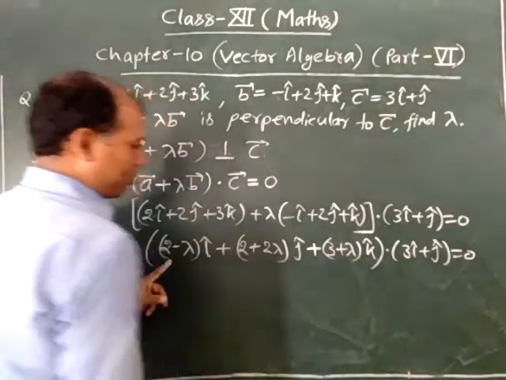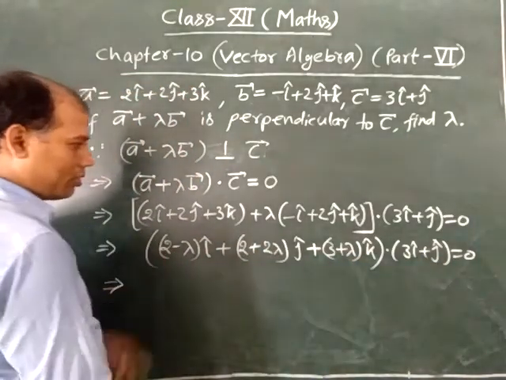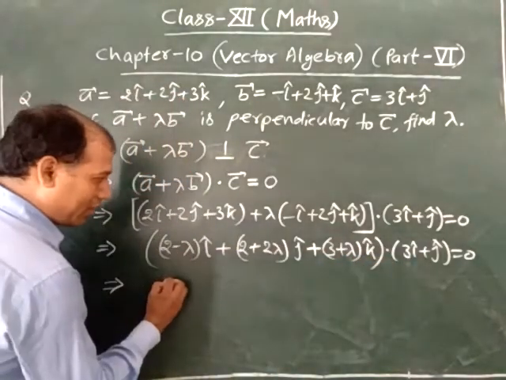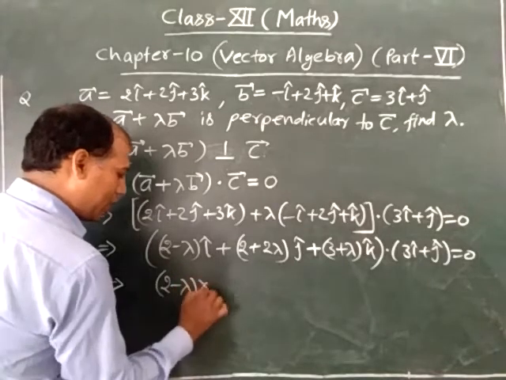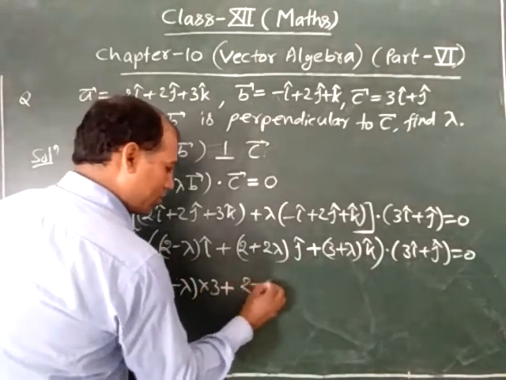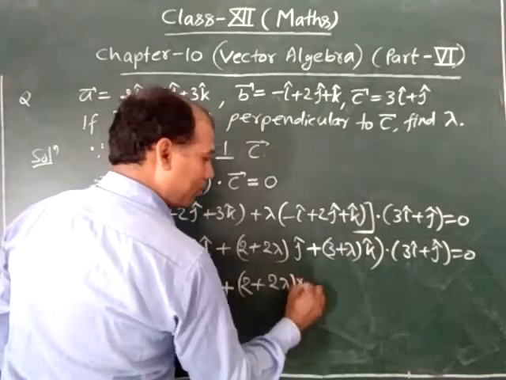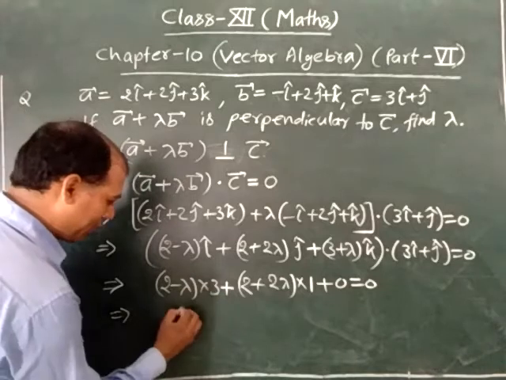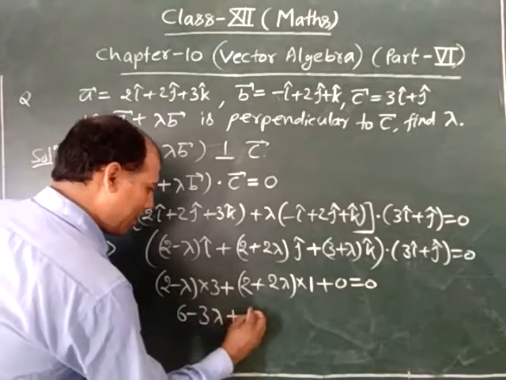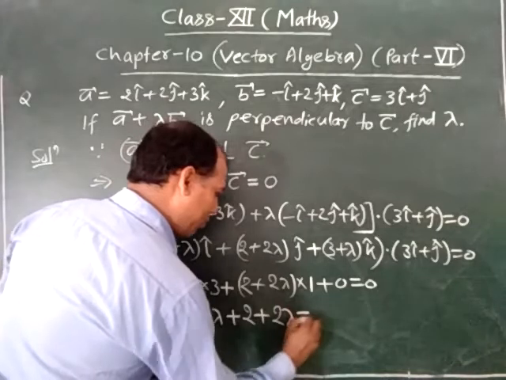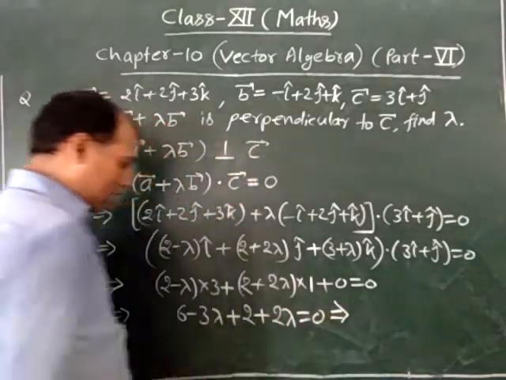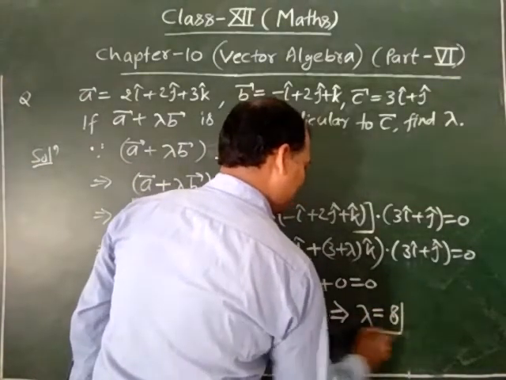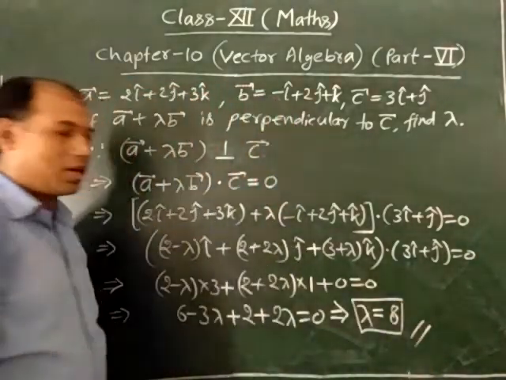Now the dot product is 0. The dot product of these two is calculated component-wise. The i component is multiplied with the i component: (2 minus lambda) into 3, plus (2 plus 2 lambda) into 1, plus 0, is equal to 0. So this can be written as 6 minus 3 lambda plus 2 plus 2 lambda is equal to 0. What we get? Lambda equals 8. This is the value of lambda. It is clear, students?